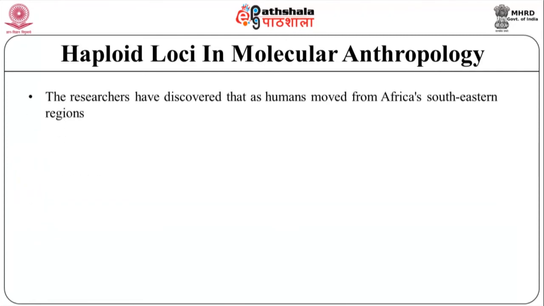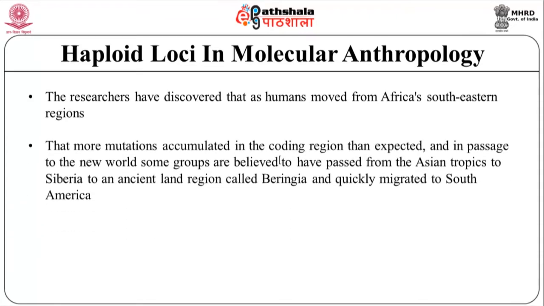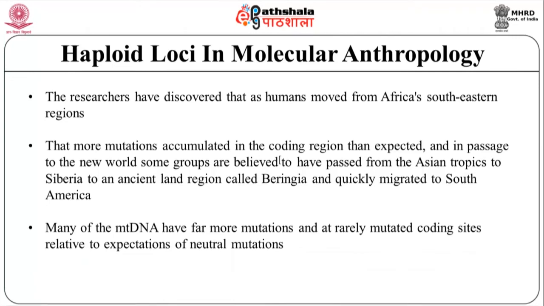The researchers have discovered that as humans moved from Africa's southeastern regions, more mutations accumulated in the coding region than expected. In the passage to the New World, some groups are believed to have passed from the Asian tropics to Siberia, to an ancient land region called Beringia, and quickly migrated to South America. Many of the mitochondrial DNA have far more mutations and rarely mutated coding sites relative to expectations of neutral mutations.